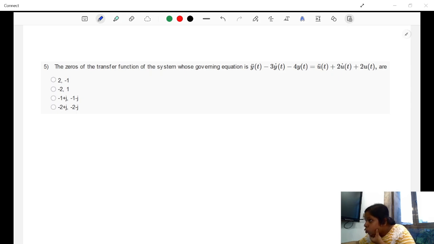Zeros are the roots corresponding to the numerator of the transfer function. From the denominator, when you make it 0, you get the poles. If you do the same with the numerator, you get the zeros. So please tell me, what are the zeros?